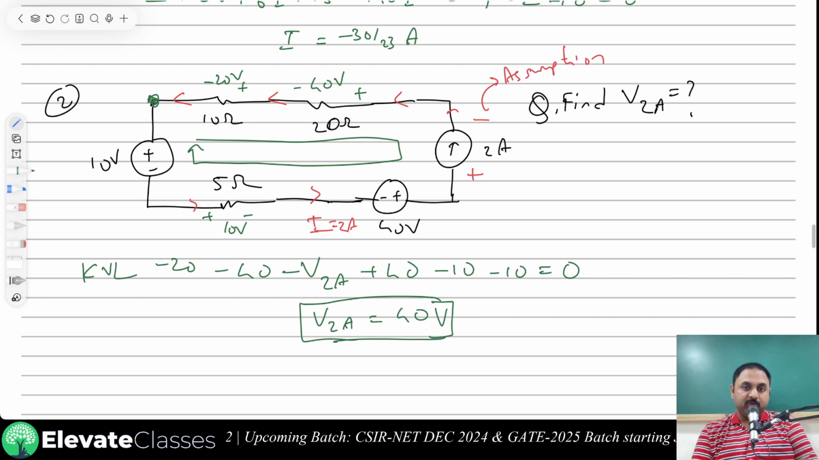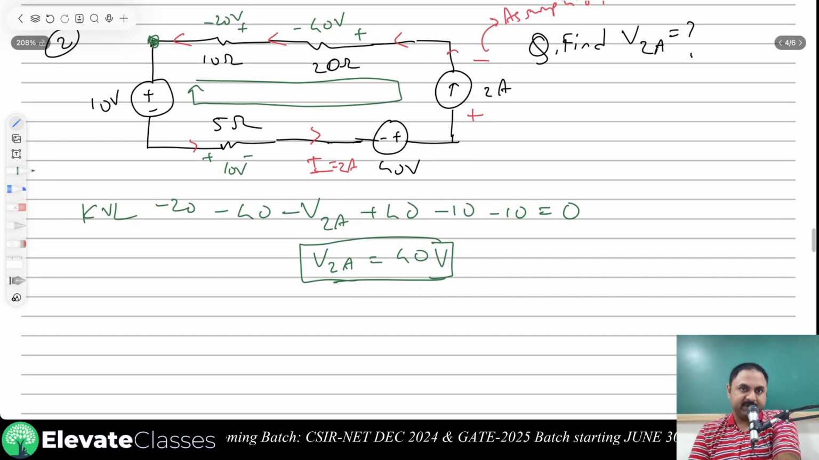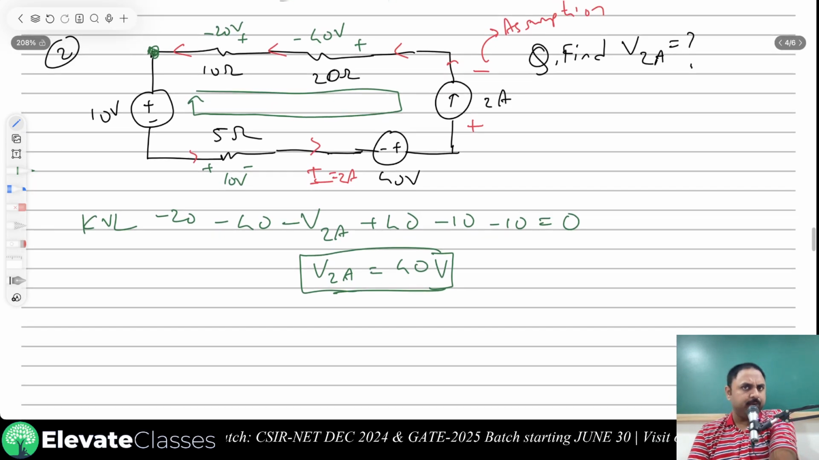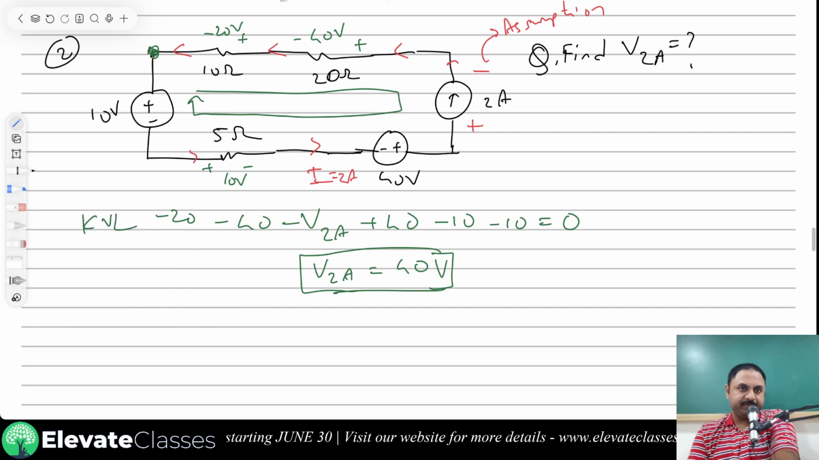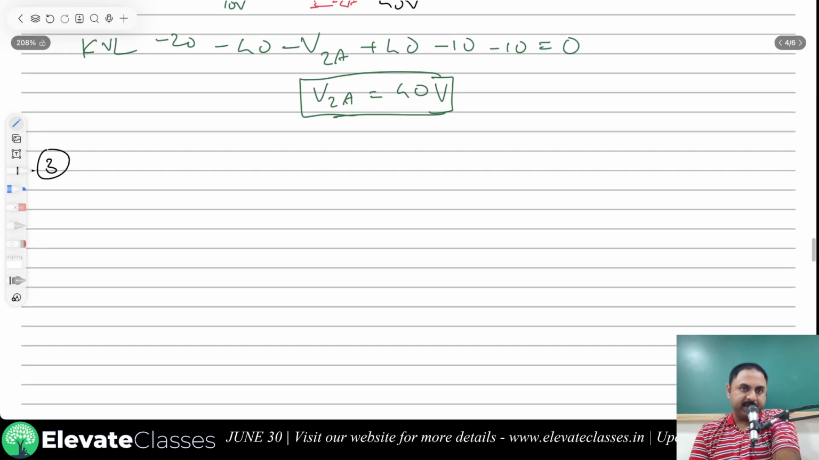All right. One more problem. One more interesting problem. I hope this is clear. I already used IR, that's why I am not using it here. I already found out the voltage because the current was known to me. Let's do one more interesting problem. Third problem. Again, a circuit is given.